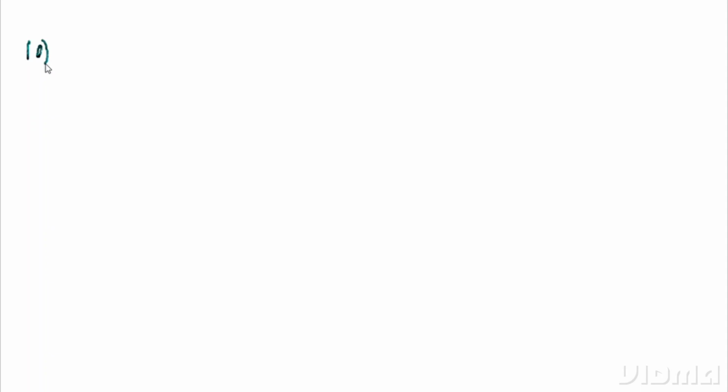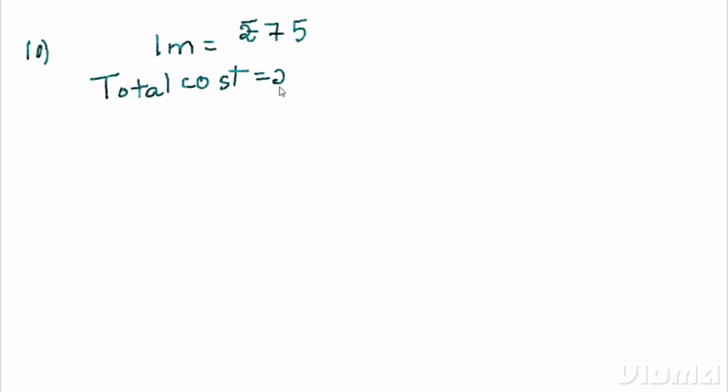The 10th question says that the cost of fencing a square field at the rate of 75 per meter. So the cost of 1 meter is rupees 75, and they are telling that the total cost is rupees 67,500. So this is the total cost. You have to find the perimeter.